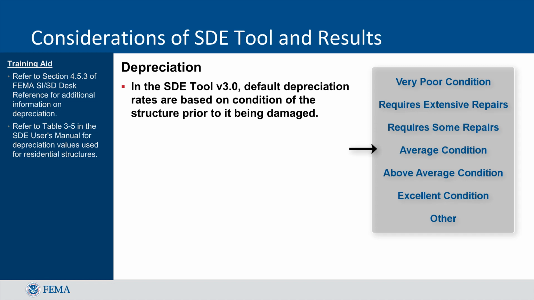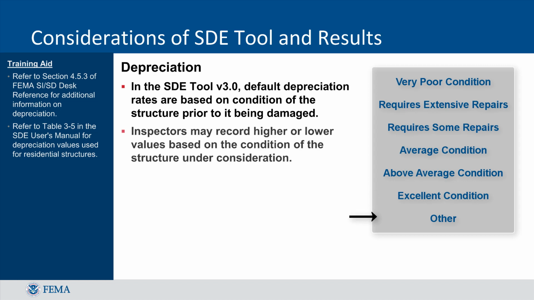A structure in average condition will show normal wear, but there are no signs of major repairs needed. The next rating is above average condition. It will show little visible wear, but is not considered brand new. The final rating is excellent condition. This is for structures that are recently built, 2 years old or less, with no visible deterioration. Inspectors may record a higher or lower value than the default depreciation value based on the condition of the structure under consideration. For more information, refer to Table 3.5 in the SDE User Manual and Fieldwork book.